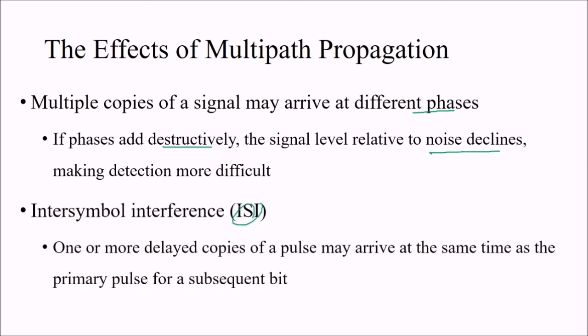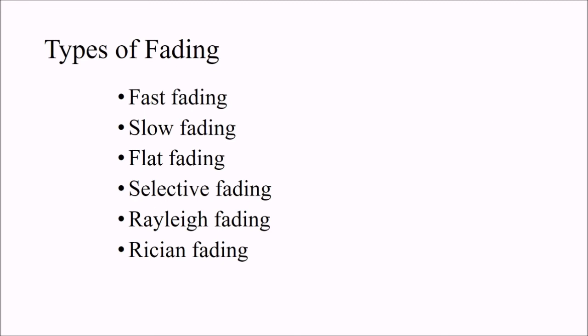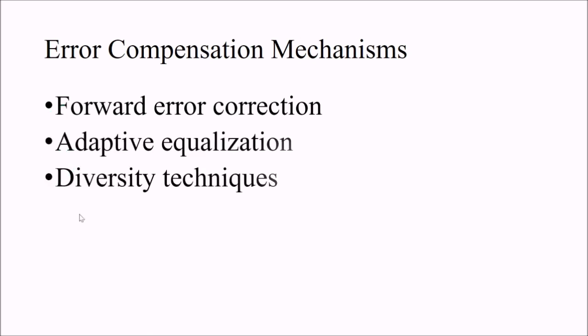What about ISI, that is intersymbol interference? One or more delayed copies of a pulse may arrive at the same time as the primary pulse for a subsequent bit. This is intersymbol interference. Now there are various types of fading also: fast fading, slow fading, flat fading, selective fading, Rayleigh fading, Rician fading. And what about error compensation mechanisms? We have forward error correction, adaptive equalization, and diversity techniques.